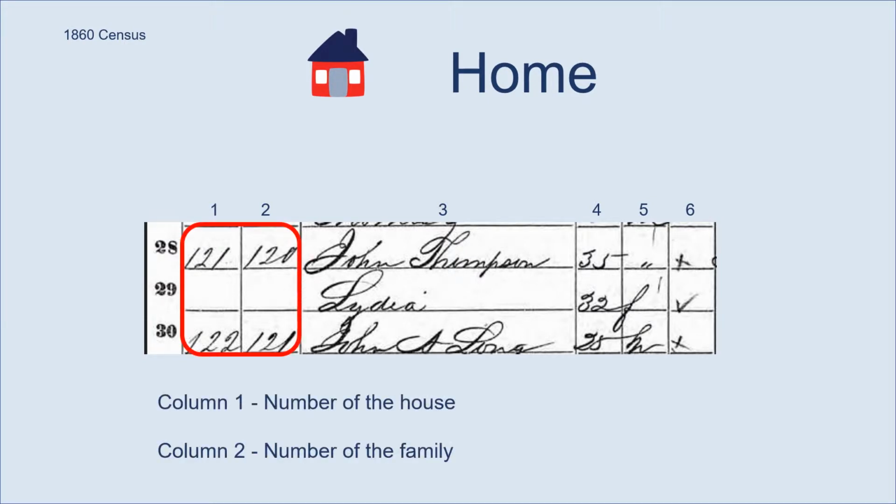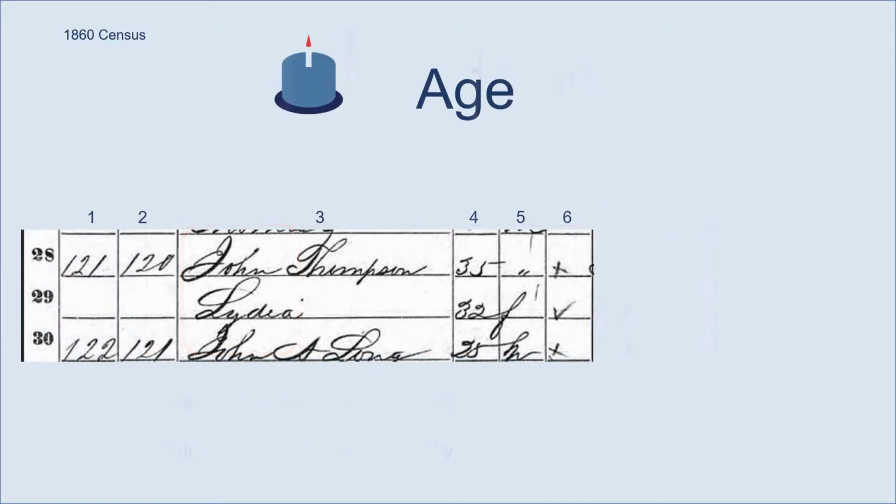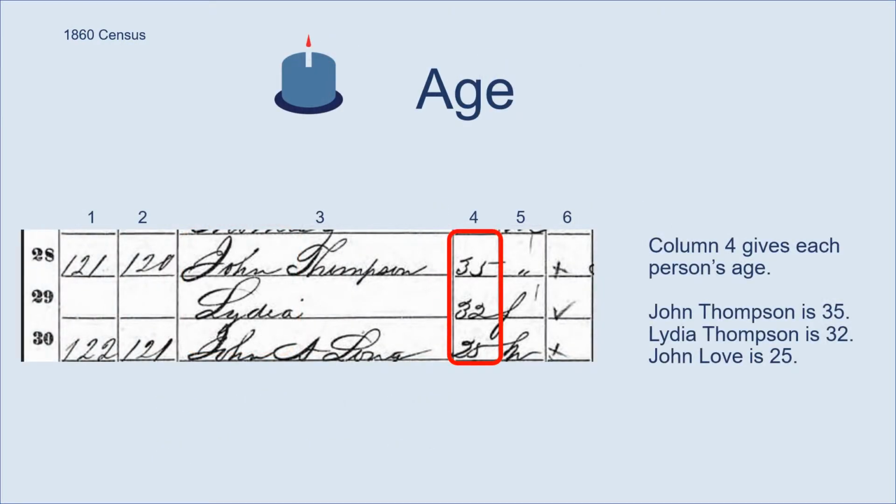Home. Column 1 is the number of the house the census taker had visited. Column 2 is the number of the family the census taker had visited. Age. Column 4 gives each person's age. John Thompson is 35. Lydia Thompson is 32. John Love is 25.